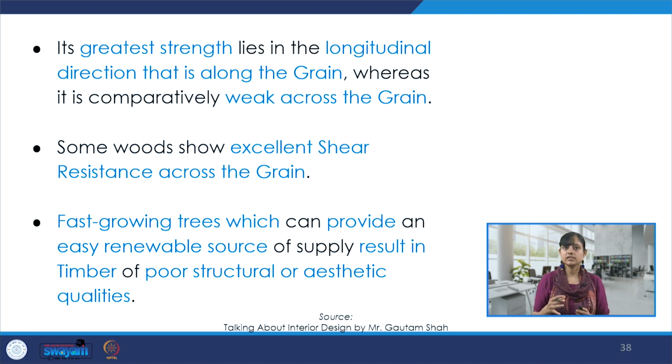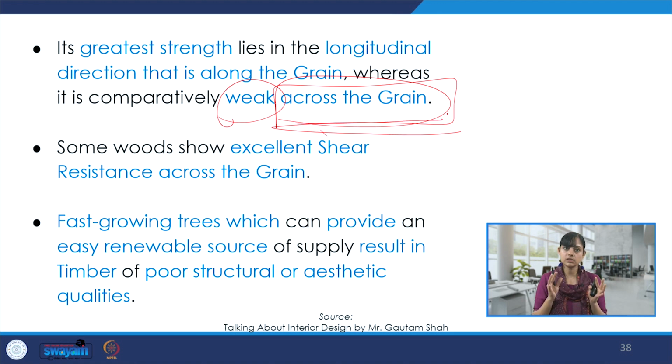Its greatest strength lies in the longitudinal direction, that is along the grain. We just saw 6 kinds of grains and we tried to understand the direction and the alignment of cells and hence a certain structure of grains. So the greatest strength lies along the grain, whereas it is comparatively weak across the grain. This the interior designers need to really understand well. And some would show excellent shear resistance across the grain. So even though it is comparatively weak across the grain, some timbers show excellent shear across the grain. So there are always exceptions in some cases.